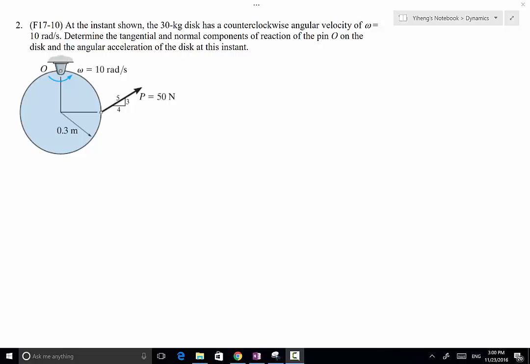For this problem, we have a 30 kilogram disc. We're assuming it's a uniform disc, and it is pinned at point O, and it is subjected to an external force of 50 Newton, and as a result it rotates counterclockwise with an angular velocity of 10 radian per second. We need to determine the tangential and normal components of the reaction of the pin support at point O, as well as the angular acceleration of the disc.